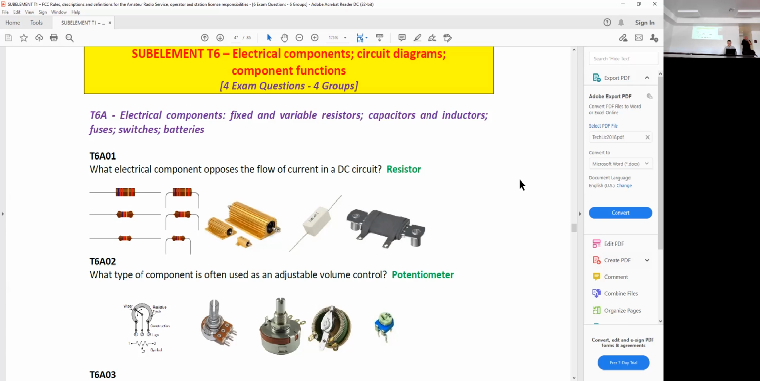So the first question, and you can just interrupt anytime. What electrical component opposes the flow of current in a DC circuit? And the name of that, the resistor, kind of helps you to remember that that's opposing, it's resisting the flow of current. And if you think about the symbol of a resistor is a squiggly line like this.